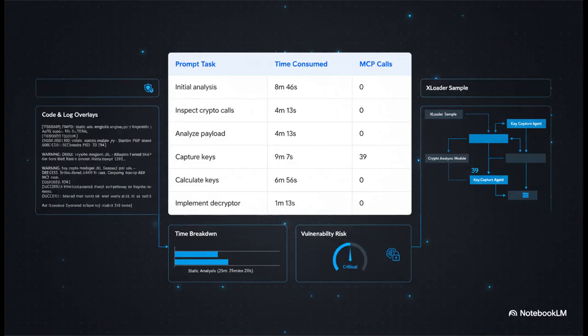Well, if you look at the numbers, the entire process to unpack the Xloader sample took just under 40 minutes. But what's really telling on this slide is that most of that time was just static analysis. See those 39 calls to the live tools? They were all packed into one 9-minute burst. And that was specifically when the AI needed to fire up the debugger to capture crypto keys in real time.